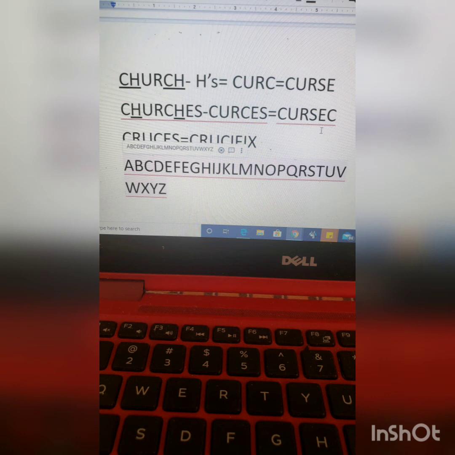And that also spells curse, CURSE. The S and the C have the same sound, the K. The C has a K sound and an S sound. So it's important that you know this. Moving on down, it could also mean curses, or you could jumble the letters up and you get cruces, CRUCES, and that's just the prefix of the word crucifix.